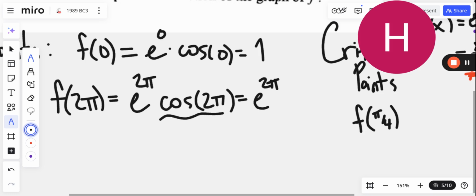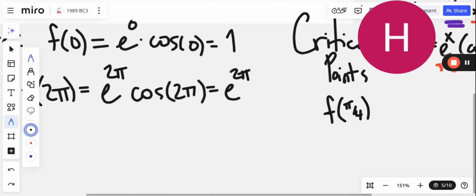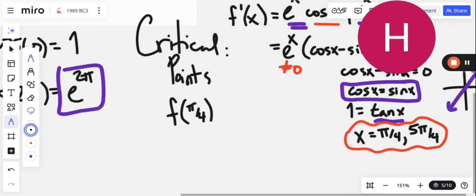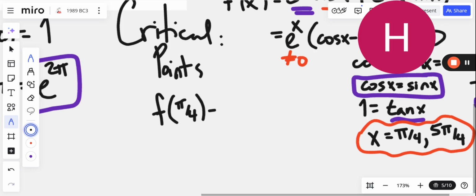And the largest that the e thing could be on this interval is e to the 2 pi. Now, if that didn't make sense, that's okay. I'm just predicting that this is going to be our maximum, because these numbers I'm about to plug in are smaller than 2 pi. So the exponential part you see is going to be less.